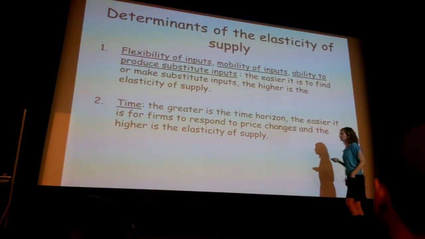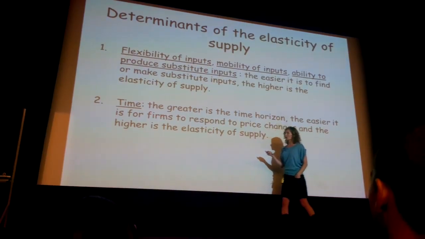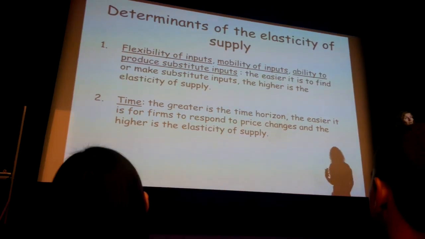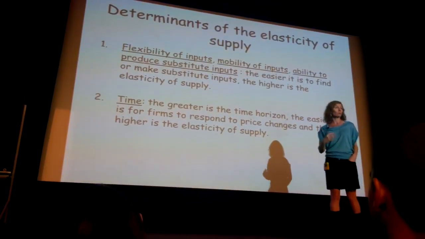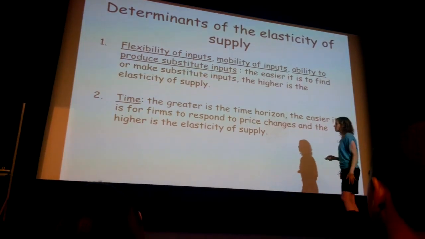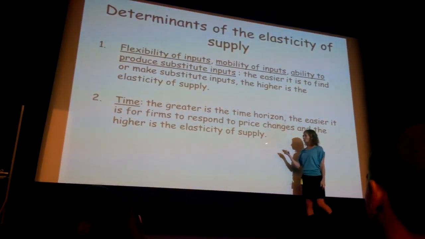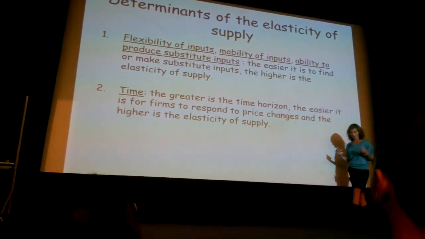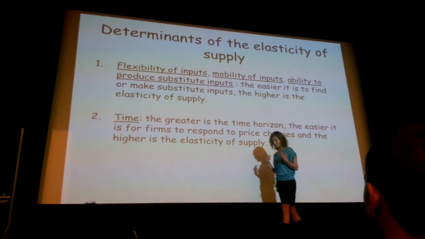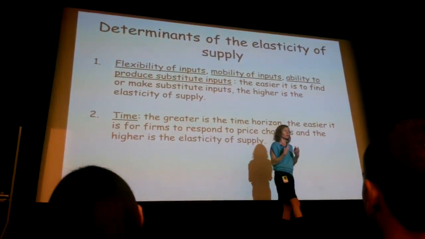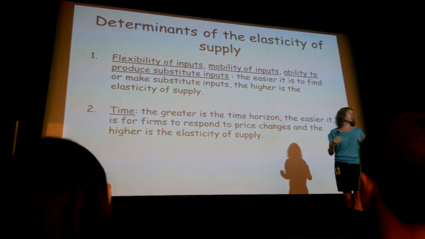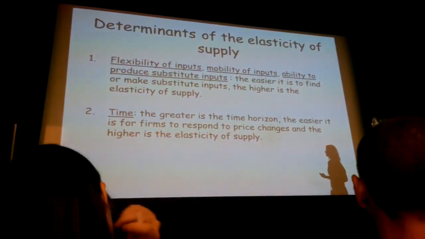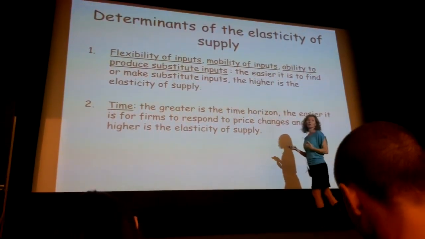The other case is, again, the time horizon. The longer the time horizon is, the more time the firm has to find additional inputs and substitute inputs. And therefore it has longer to respond to those price changes than in the short run. So if we're talking about the elasticity of supply over the course of a day, we might expect supply to be relatively inelastic compared to supply over the course of a year. The longer the time horizon, the greater we'd expect the elasticity of supply to be.